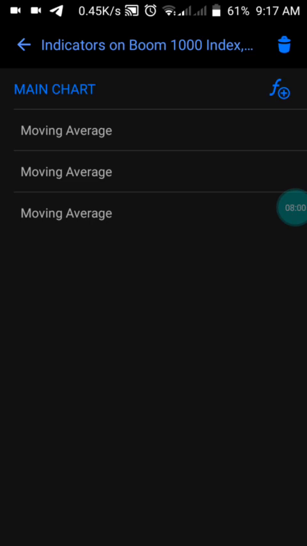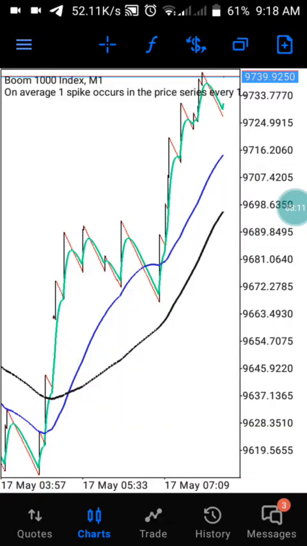So let the 3 moving averages be on your main chart. Let them be on your main chart by clicking on this particular F symbol. So let them be on your main chart. So this is exactly how you can accomplish your trading every day.